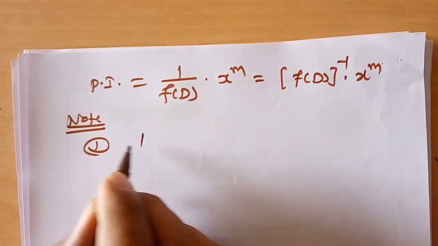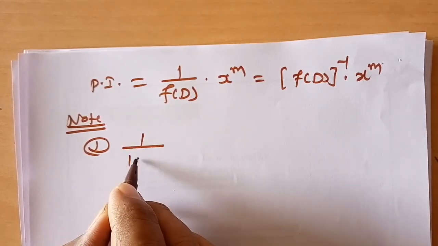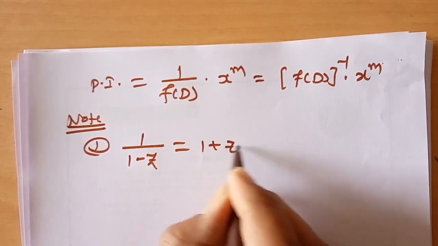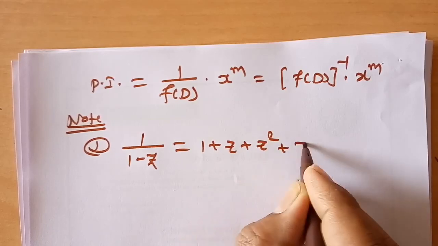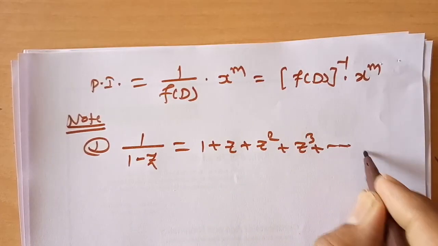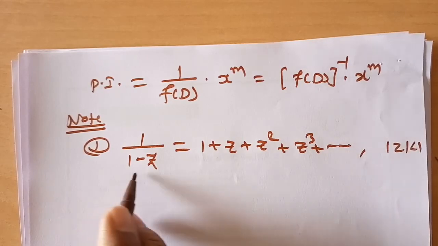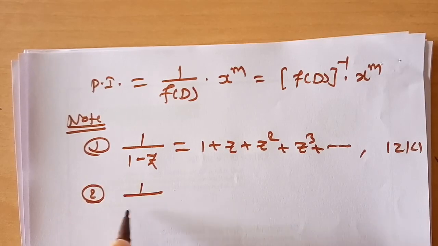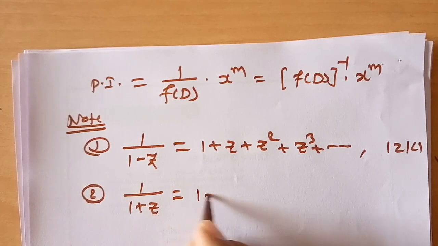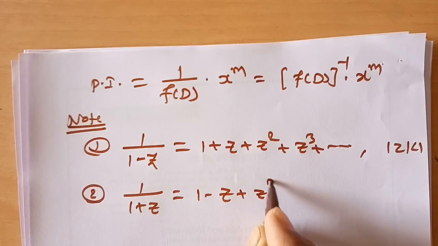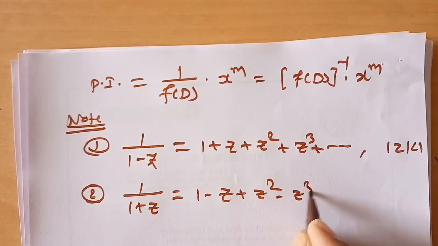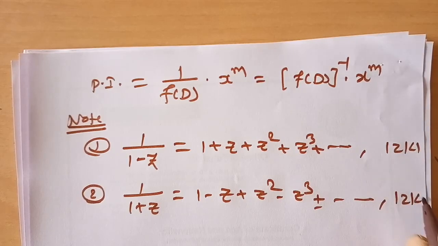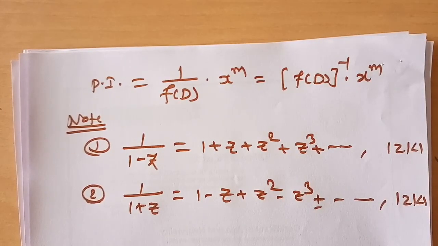We need this formula: 1 divided by 1 minus z is equal to 1 plus z plus z square plus z cube plus, and so on. This is the series expansion of the function 1 upon 1 minus z, and similarly for 1 upon 1 plus z we can write 1 minus z plus z square minus z cube, alternate plus or minus, and so on. Again this condition is satisfied, mod z is less than 1.